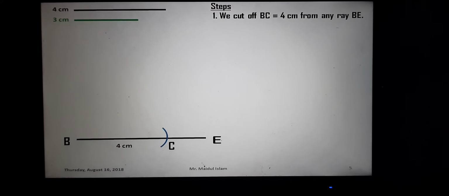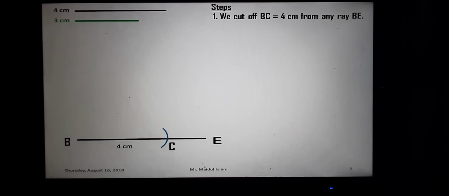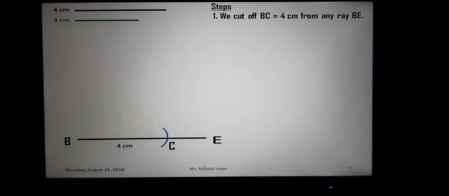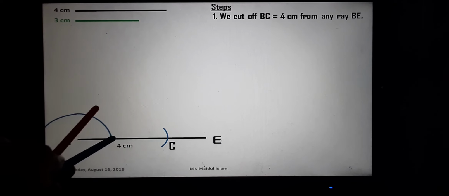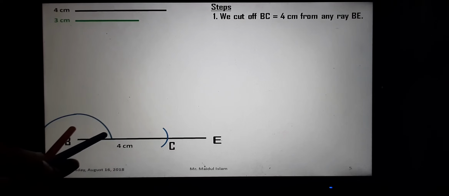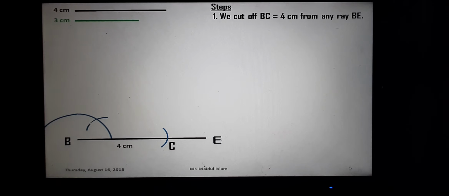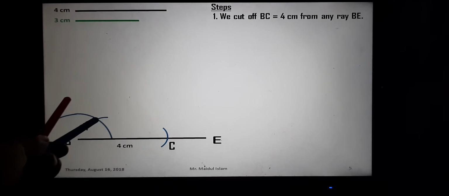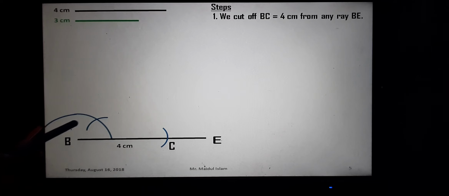In the second work you have to do one thing: you have to take a compass. With the help of the compass you have to draw an arc at point B. Taking any measurement, we will draw an arc this way. In the B point I have drawn an arc, and taking any convenient length, centering this point, we will draw an arc here. So here will be another arc. Taking the same length we will draw another arc here.